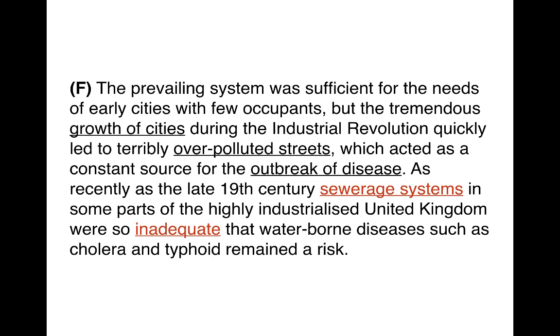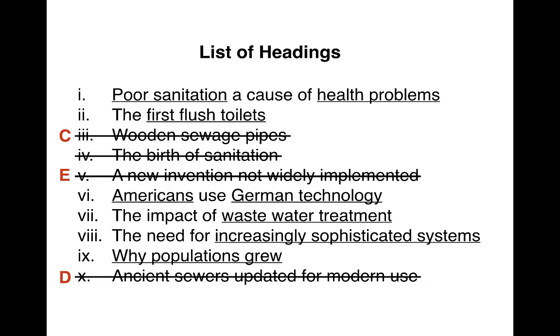Summarising this paragraph, we've got the growth of cities, over-polluted streets, disease. Some diseases were mentioned at the end as well, and the reason for the diseases was the sewerage systems were inadequate, not good enough. So growth of cities, pollution, disease because of the bad sewerage systems. If we go to the list of headings, number 1, poor sanitation a cause of health problems. Well, that looks like it could be the answer. We saw health problems, diseases, definitely. Poor sanitation was the sewerage system was inadequate in most cities, and we had the polluted streets, so that definitely works as the answer. And in fact, that is the correct answer, so we're going to choose F for that.